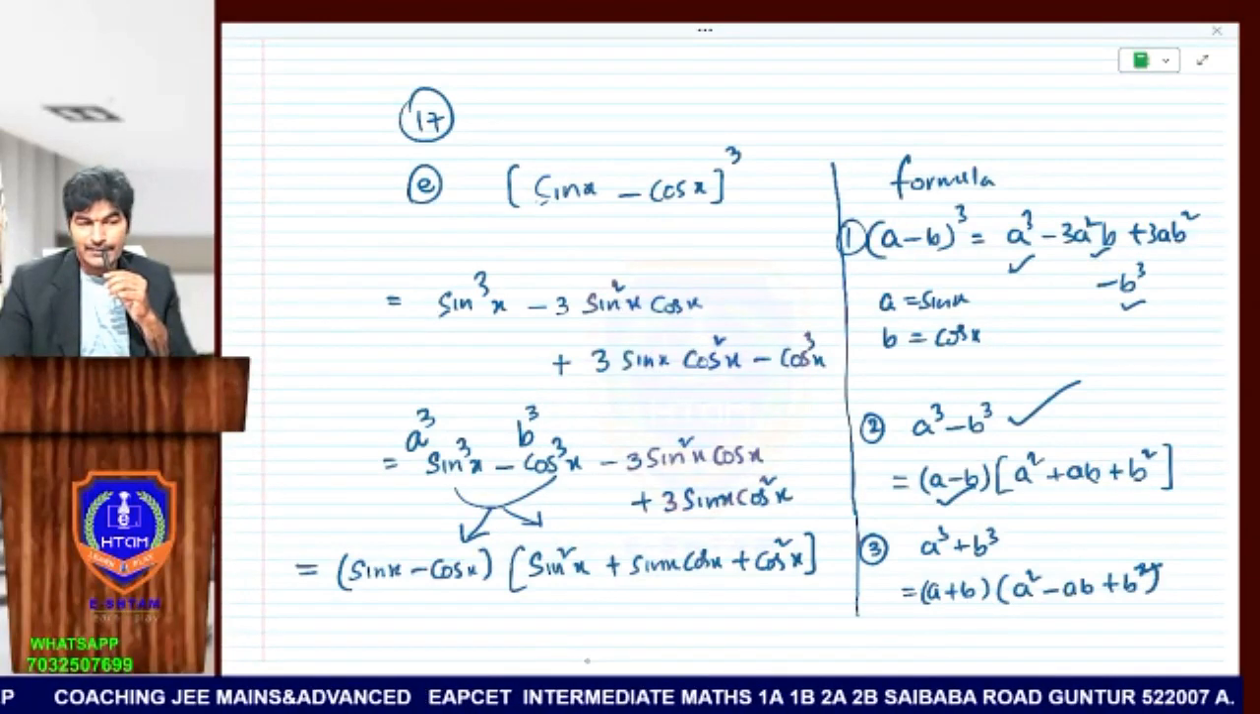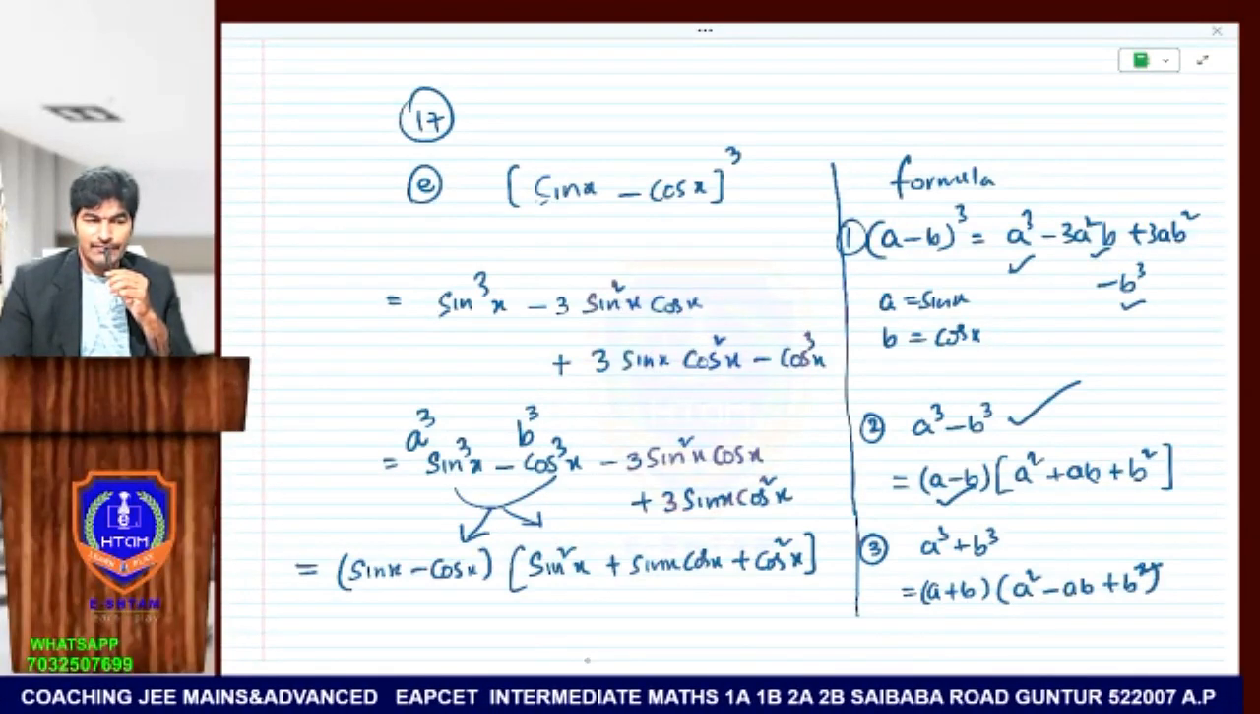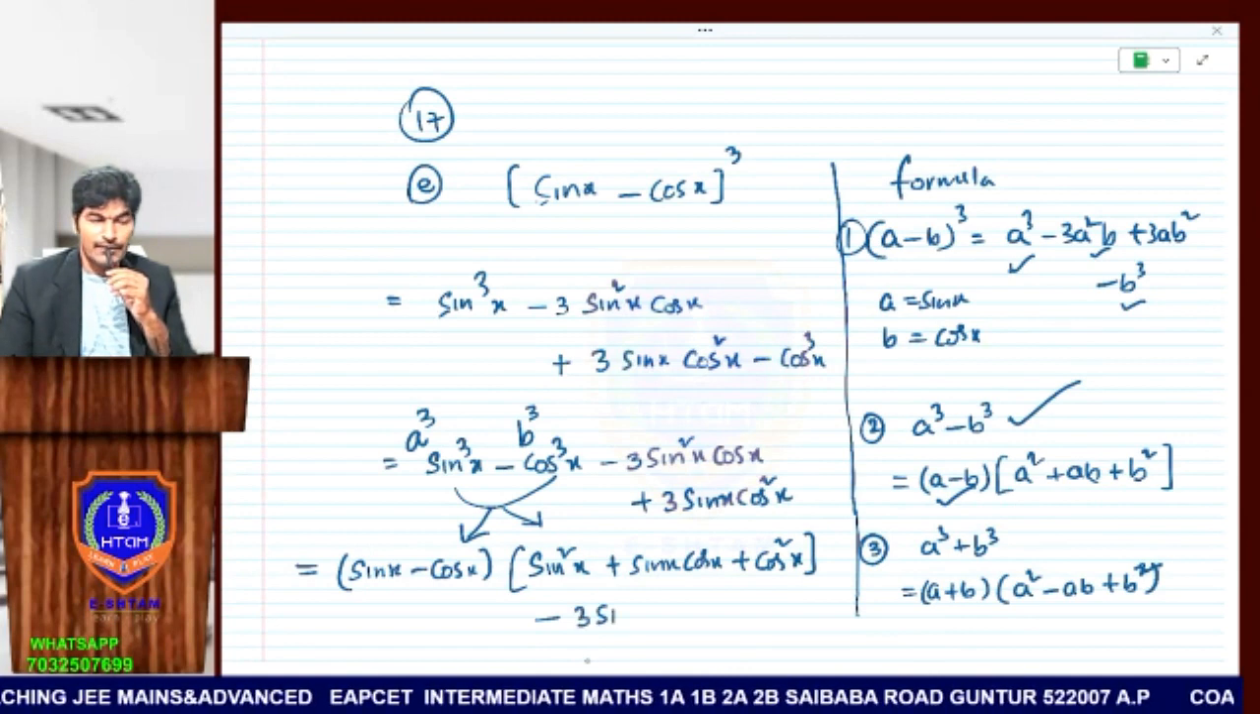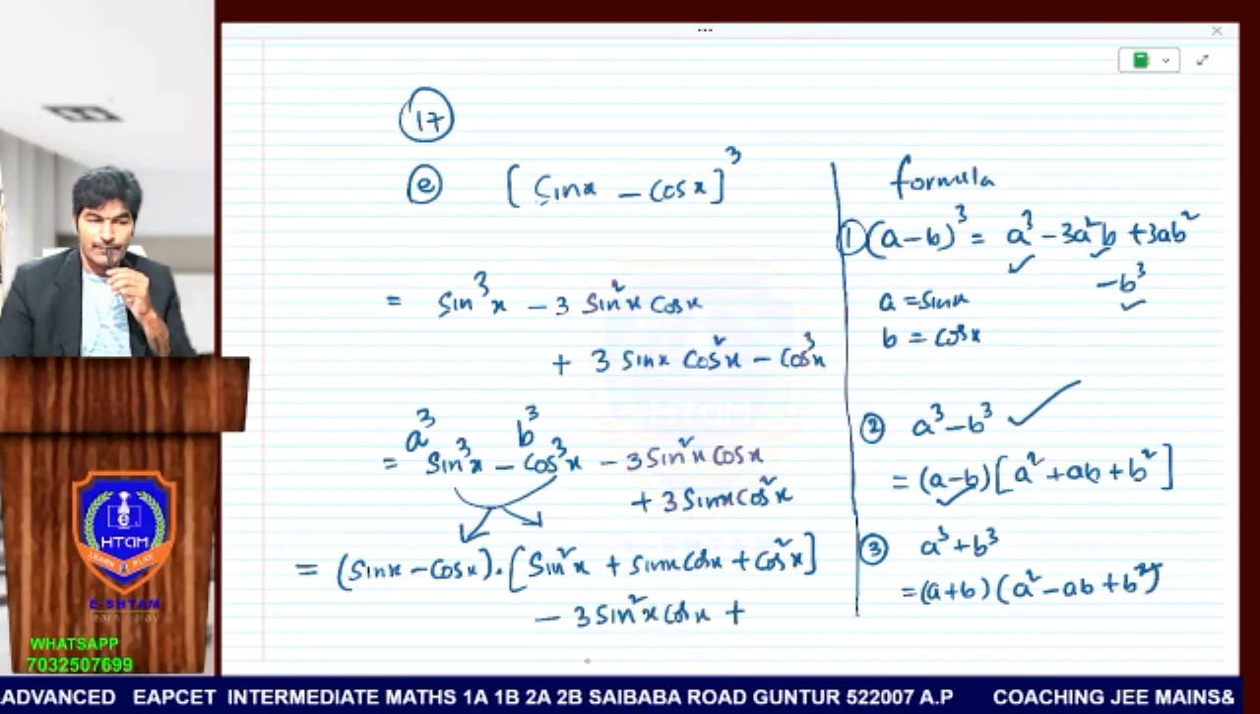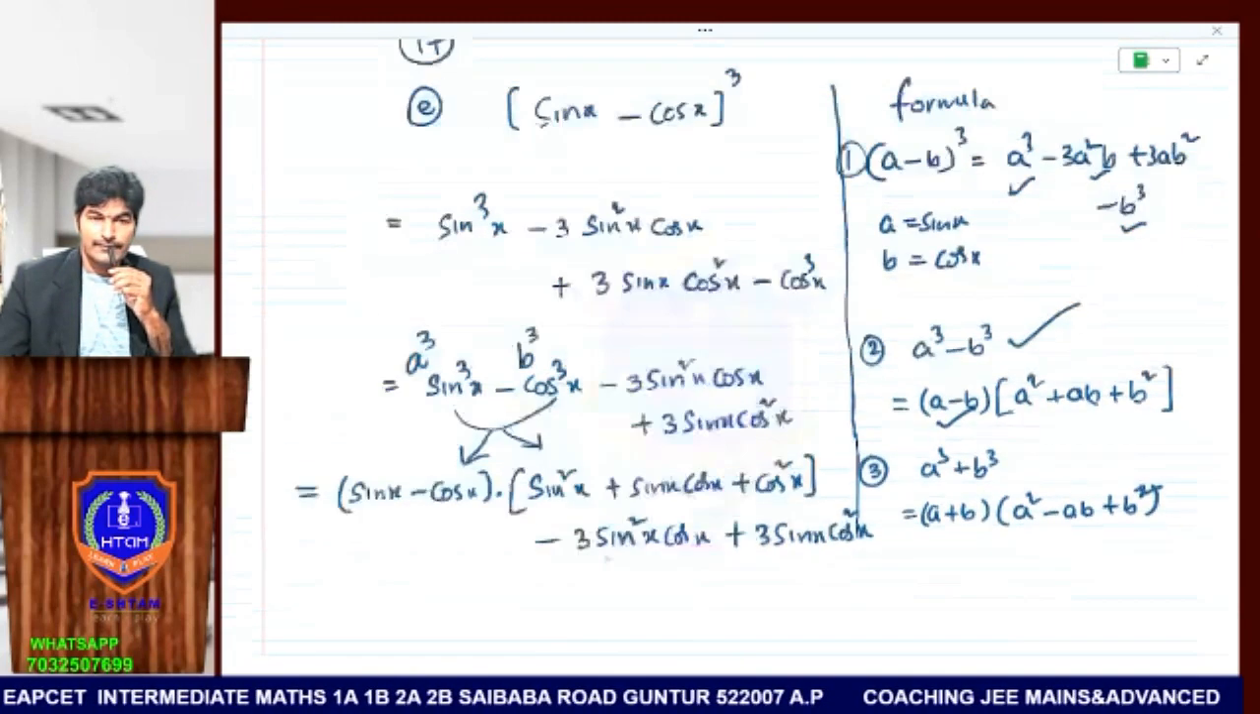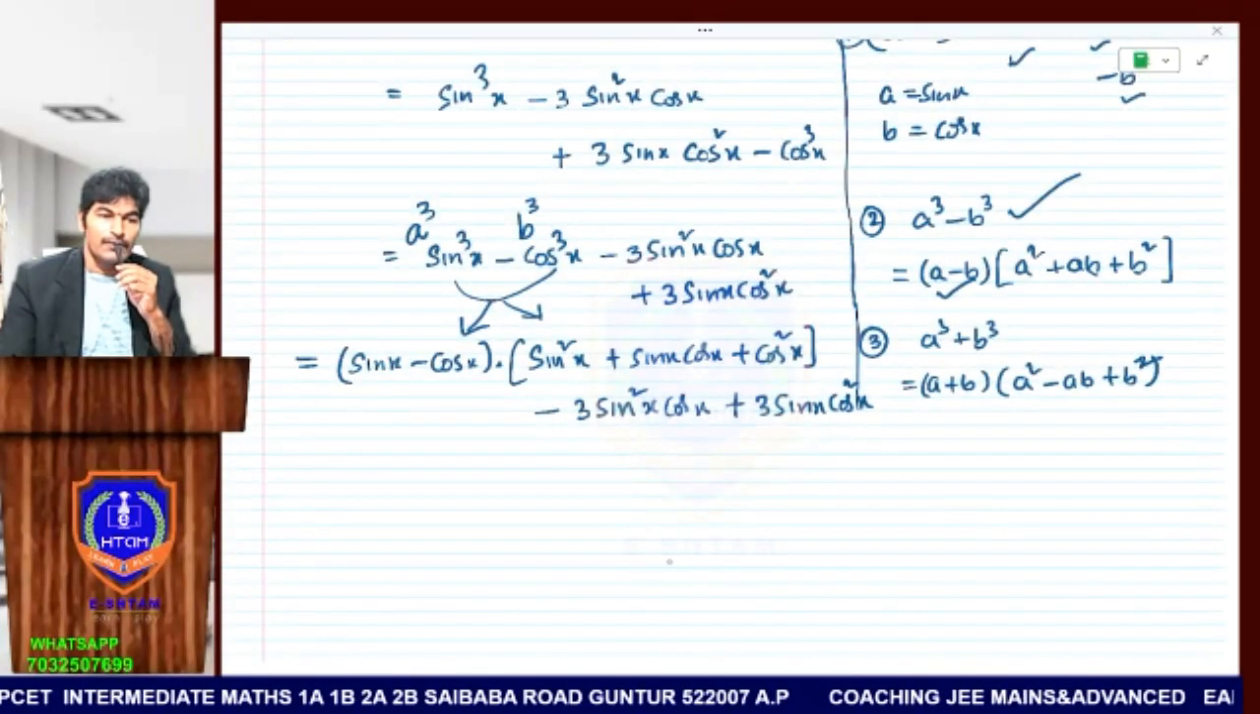Okay, and next, look at the next. It will be same. Minus 3. Look at the first two terms are in multiplication, and the next terms are in addition, general addition. Write down what it was: minus 3 sine square x into cos x, after that, plus 3 sine x into cos square x. Understood?